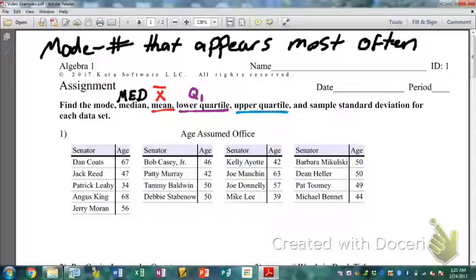The upper quartile is going to be labeled Q3. It's going to be down again with the median and the lower quartile. They're going to be kind of together. Mean is at the top. And sample standard deviation, which, as I said, we're just going to worry about standard deviation right now, is labeled on your calculator as capital S, little x.